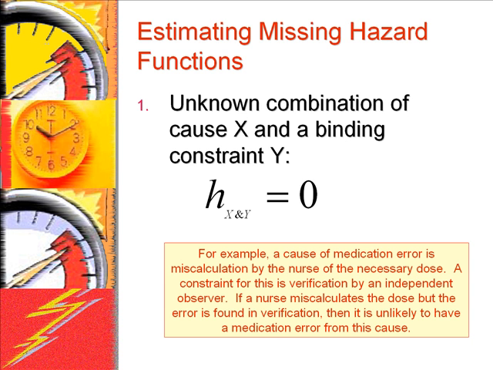If a nurse miscalculates the dose, but the error is found in verification, then there will not be any medication errors due to miscalculation. Of course, one might argue that in very rare situations, the verification may be in error too, in which case verification is no longer a binding constraint. It reduces the hazard of miscalculation, but not to 0.